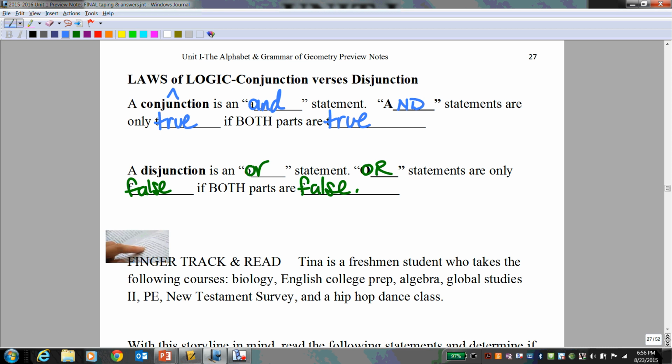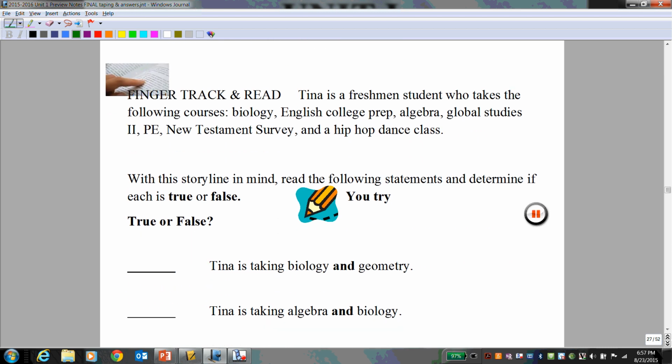A disjunction is an or statement. The symbol we use for disjunction looks like a V. It's an or statement. Or statements are only false if both parts are false. This will make sense when we actually do an example.